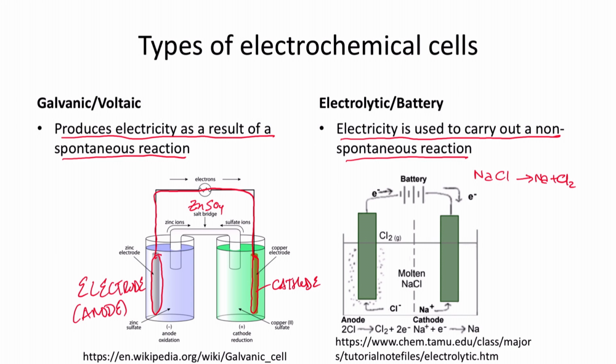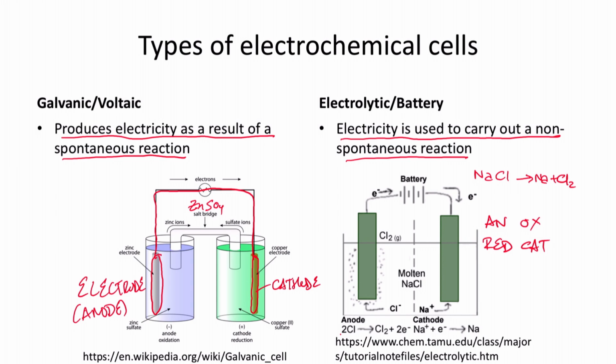So now I still have an anode and I still have a cathode, and the definitions don't change. The anode is still the site of oxidation. A good way to remember this is An Ox. And reduction still occurs at the cathode, Red Cat.